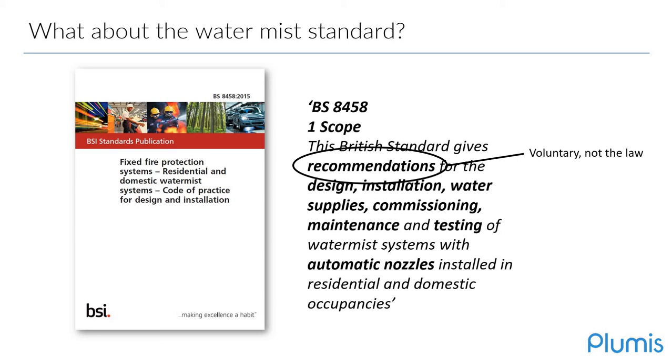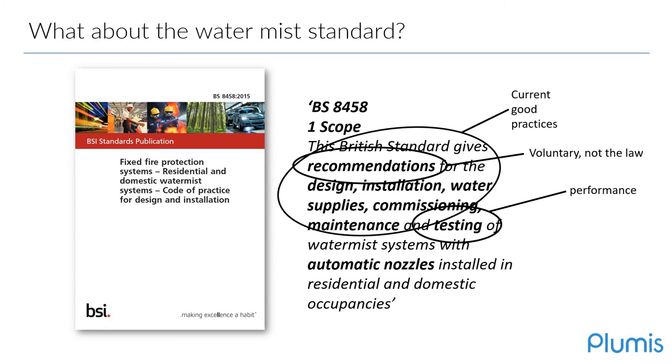So it's a voluntary document, but the declaration of compliance to it brings with it the requirement to demonstrate that compliance. Secondly, it's talking within its code of practice about the design, the installation, the water supplies, the commissioning, and the maintenance of the system. These are all good practices in how do you get a system to perform as intended. But additionally, there is a testing part. This is Annex C, which is the performance content of this document. And finally, it is talking only about automatic nozzles. There are many other nozzle types for watermist, but this has a limited scope that is addressing only automatic nozzles. And by that, it means the mechanical automatic. We'll get into that a bit later.